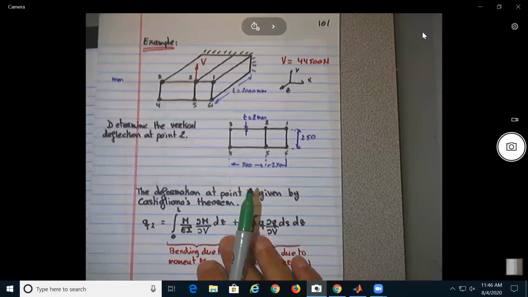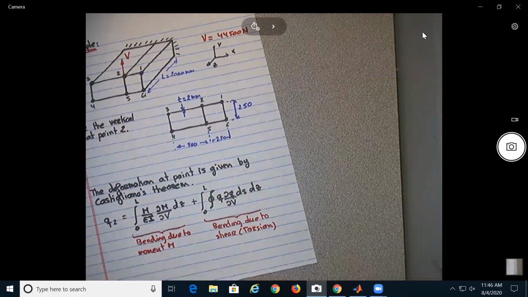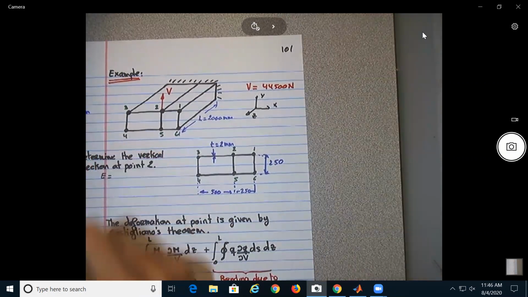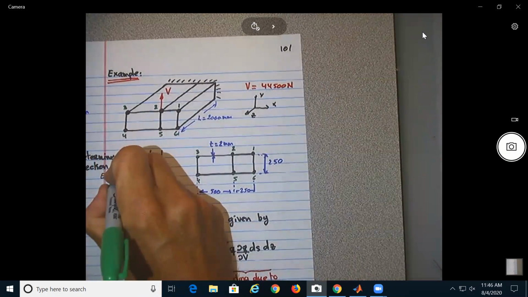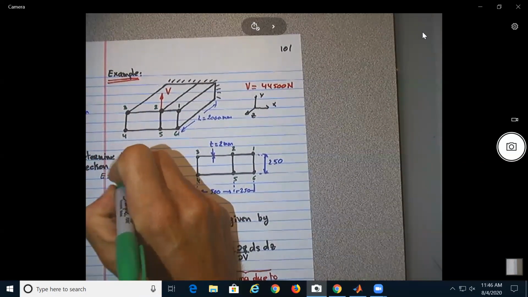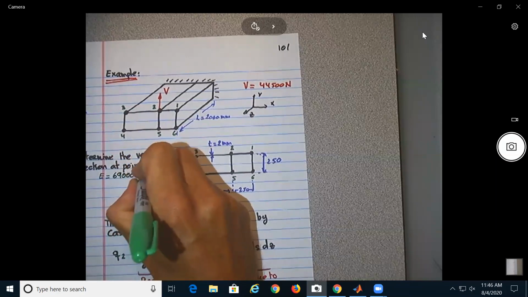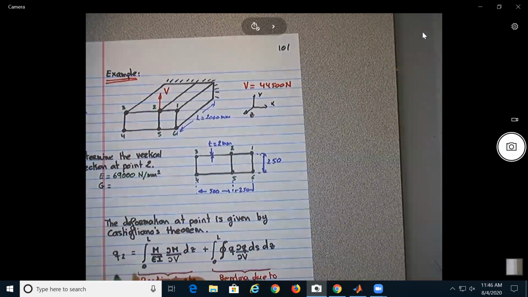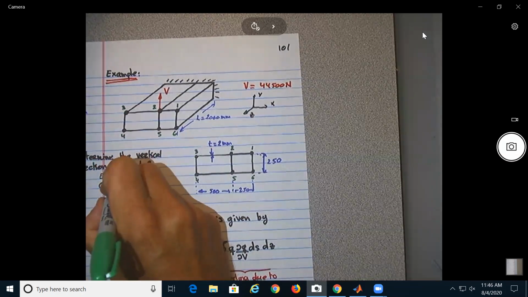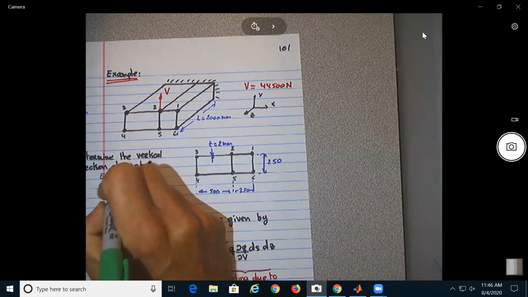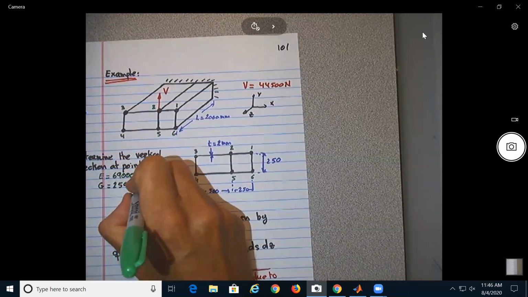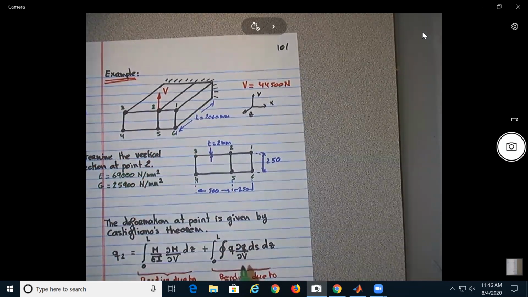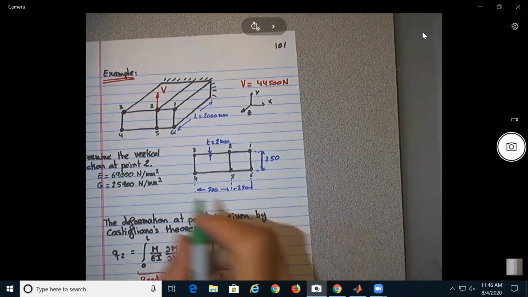So in this problem, go back to this page. We know that E, the Young's modulus, is equal to 69,000 newtons per millimeter square. The modulus of rigidity for torsion is 25,900 newtons per millimeter square.